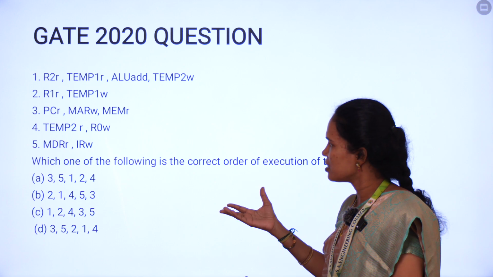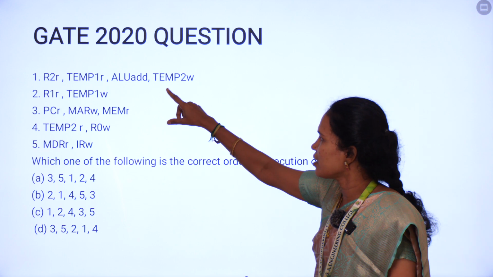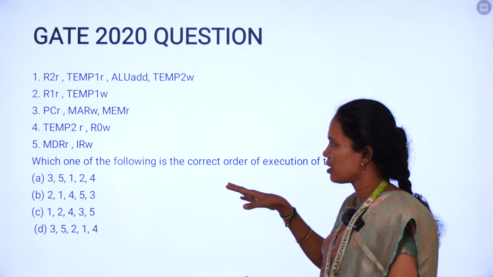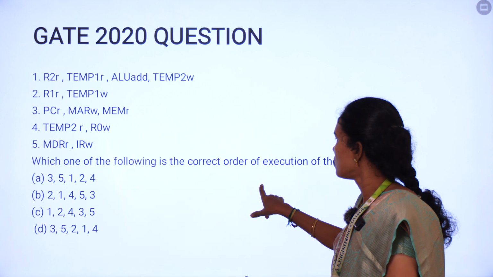Now what the question asks is, which of the following is a correct order of execution? So the order given is not actually correct. We need to find out which is the correct order, and you have to number it. So first thing, what is the first thing I told?